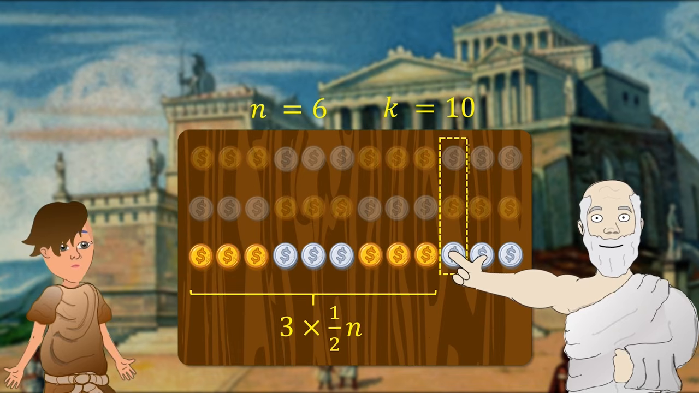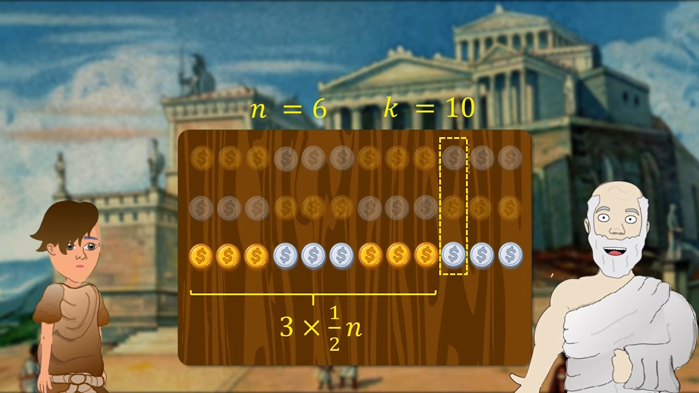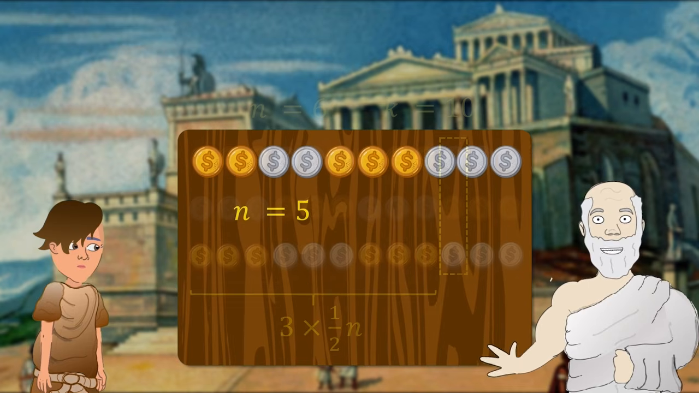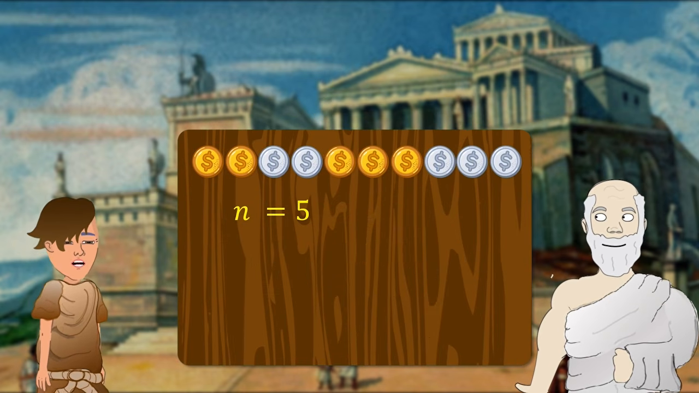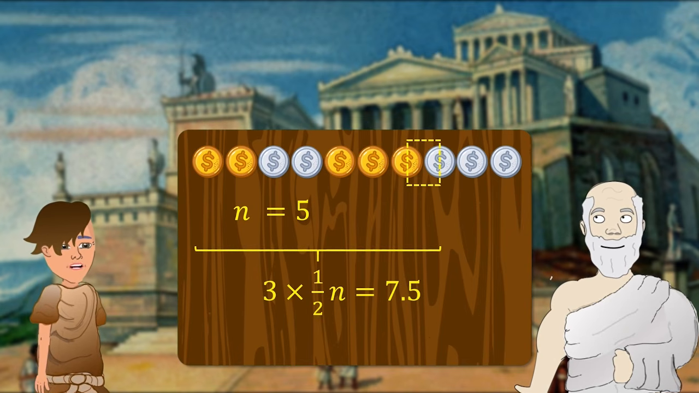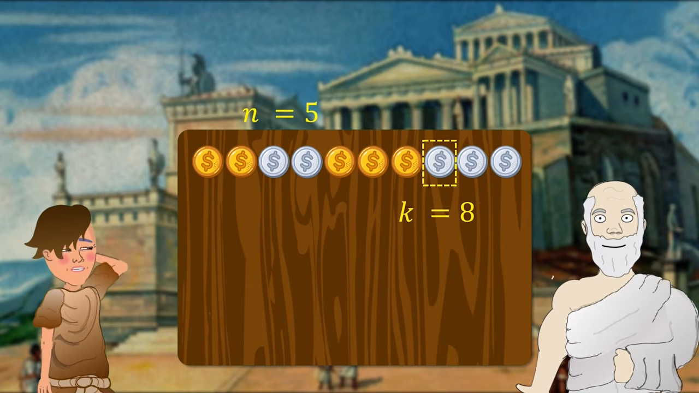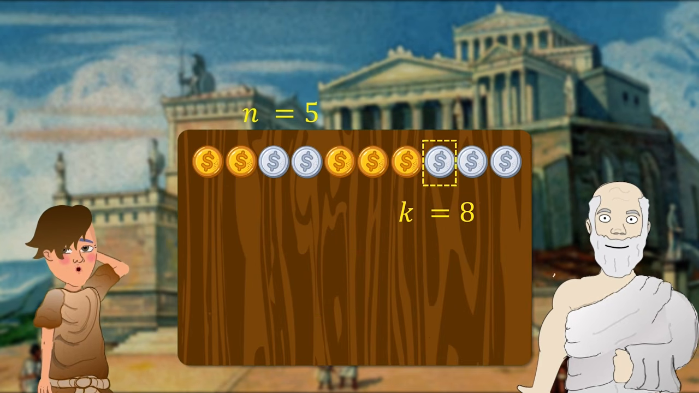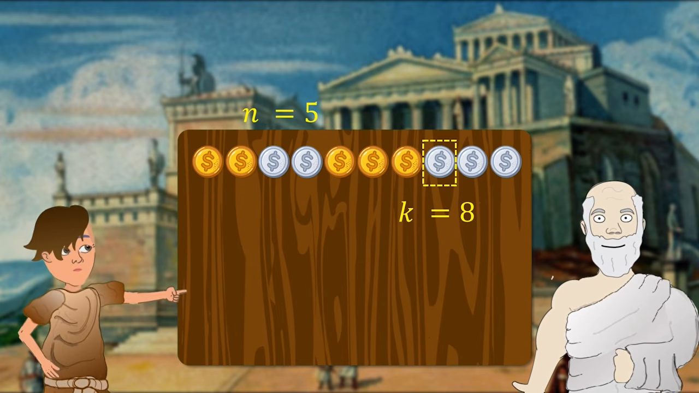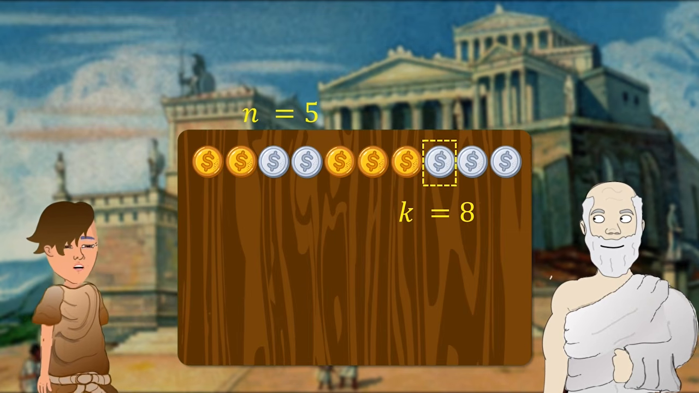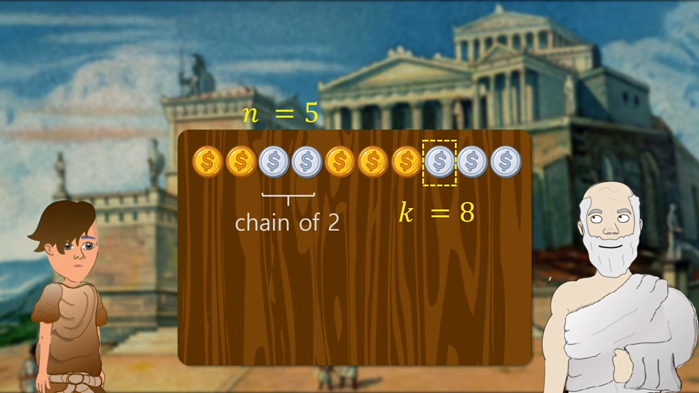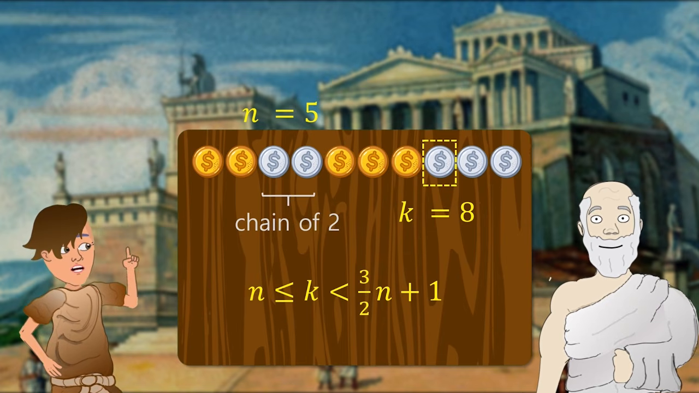In some cases. But may I suggest you check a case for which the value of n is odd? Okay, let me try n equals 5. 3/2 of n would be 7.5. Oh, but actually n is equal to 5, k is 8 would also give a solution, because chains of at least 3 would be required to extend to the end of the row. So for odd n, the k must be less than 1 above 3/2 of n.